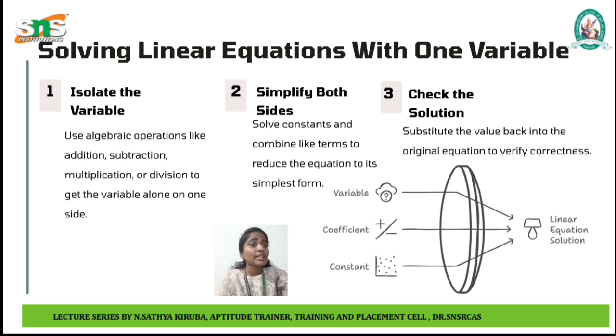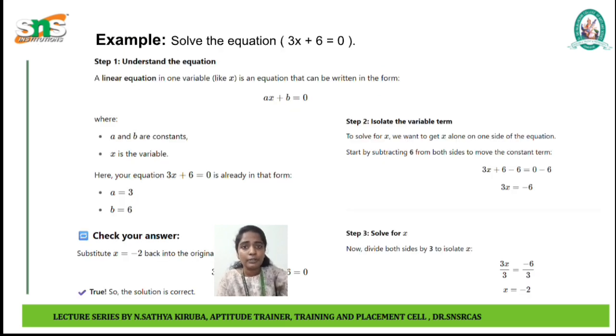Usually a linear equation will have a variable, a coefficient, and a constant. The coefficient is the number accompanying the variable; in 3x, 3 is the coefficient of x. Now, checking the solution: substitute the values back. Suppose you get the value of x, you substitute for the x value and you should balance both the sides. That is checking the solution.